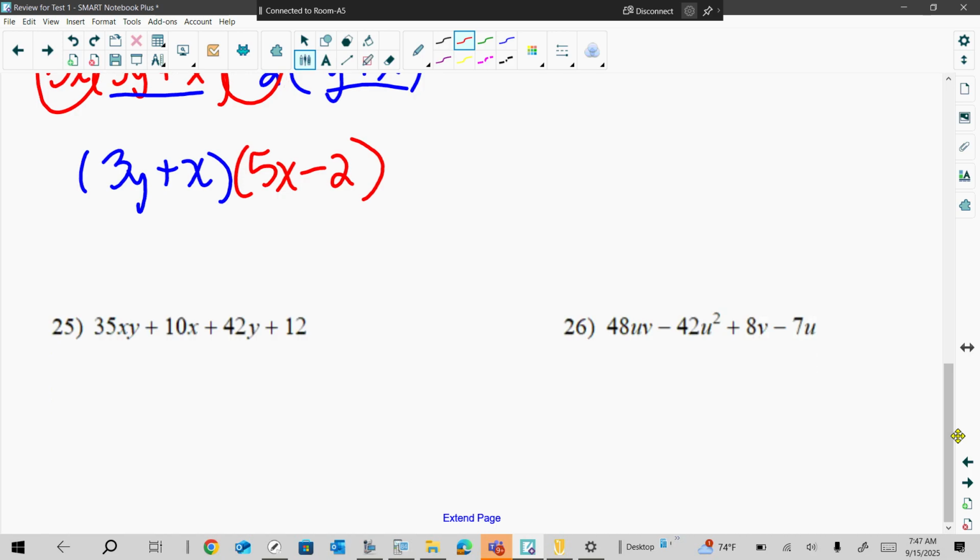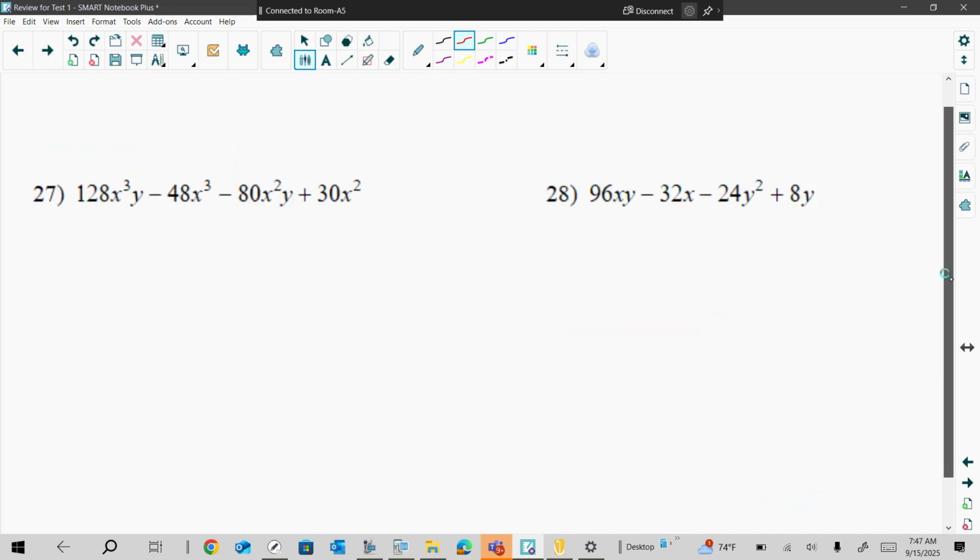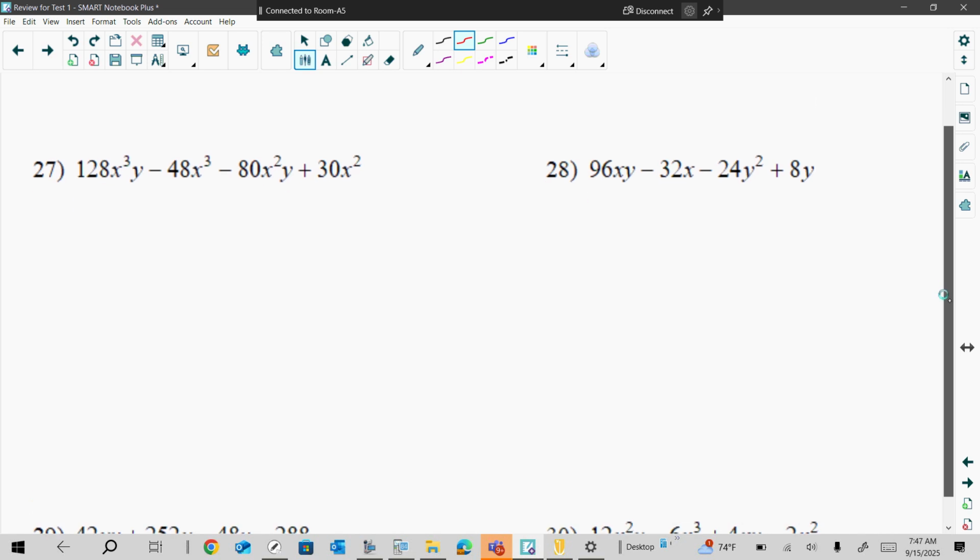So there is no GCF, I think, on this one. No. All right. So when you get to the last page here, go to the last page, number 27.